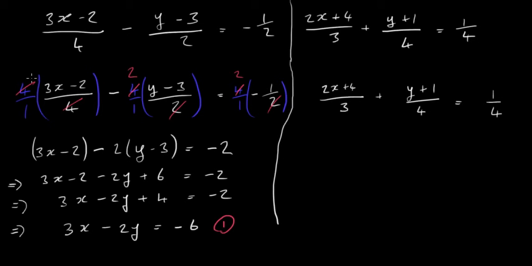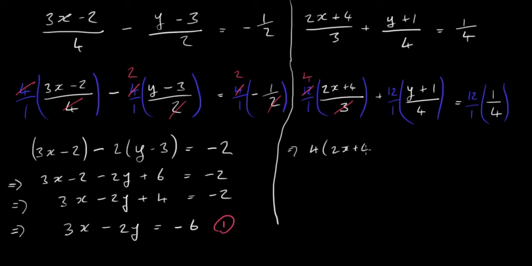I'm going to multiply each term by 12. So I'm going to multiply this by 12 over 1, 12 over 1, and 12 over 1. So let's see what that does for me. Well, I've got a 12 on the top and a 3 on the bottom, so 3 will divide into 3 once, 3 will divide into 12 4 times. So that will leave me with 4 times 2x plus 4. Okay, that's the first one.